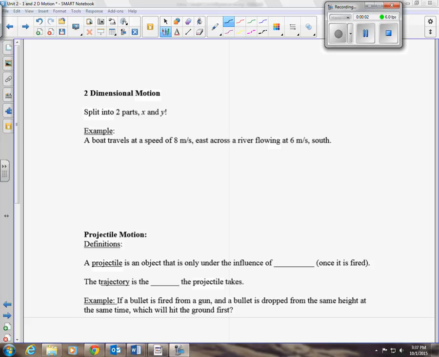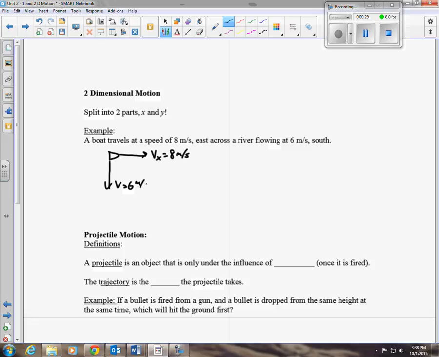So we're going to start talking about two-dimensional motions. So things are going to be moving in the x direction and the y direction, or they're going to be moving east and south. Like in this example here. In this one we have a boat traveling at a speed of like 8 meters per second across a river flowing at 6 meters per second. So I'm going to draw my boat here. I'm going to say it has a velocity in the x direction of 8 meters per second. It's being pushed this way with a velocity of 6 meters per second in the y direction.